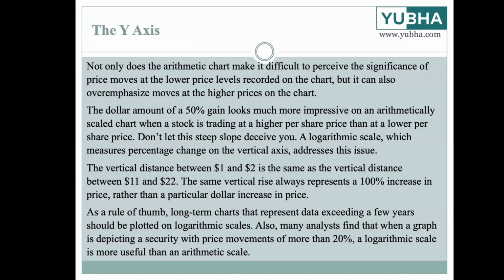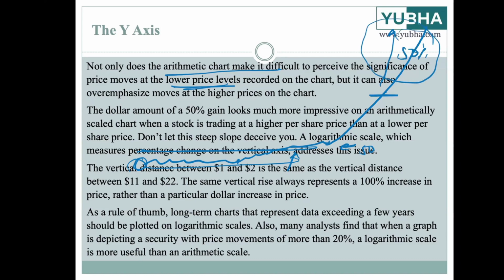So not only does the arithmetic chart make it difficult to perceive the significance of price movement at lower price levels, because what will happen is that you'll see a lot of companies where the prices are like this for the longest time and suddenly the prices have started moving this way. But what you don't see is that over here, if you caught the price at this level, this would probably be a 50% move from here to here. And if you got the price over here, this is a 50% move on that particular price. And that is something that you'd not be able to see if you only use an arithmetic scale chart. So we'll go to TradingView and see that.